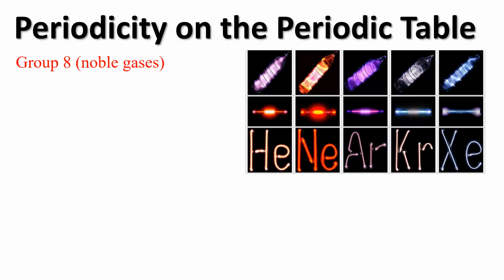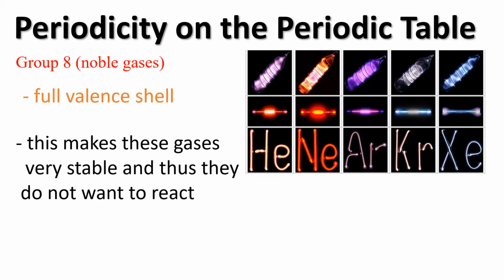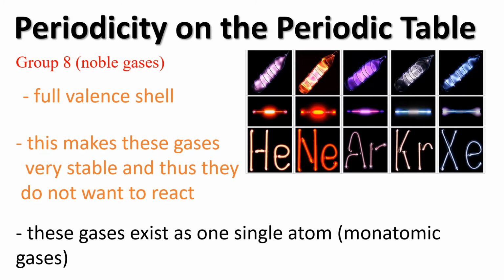And the last group we're going to look at here is group 8. These are all gases, and they're the noble gases. If you put electricity into these gases, you can get the neon lights, the different colors shown in that picture. These atoms have a full valence shell. We've drawn the Bohr Rutherford and seen the full shell. This makes these gases very stable, and they do not want to react. They've already got a full shell, no reason for them to react. So these gases exist as only a single atom, known as the monatomic gases. Don't confuse those with the diatomic gases.